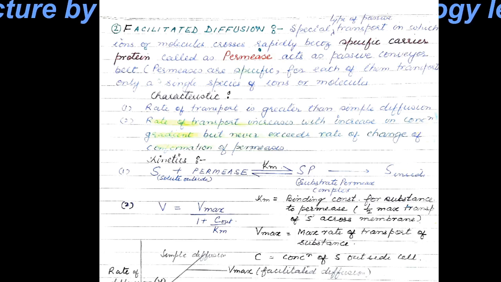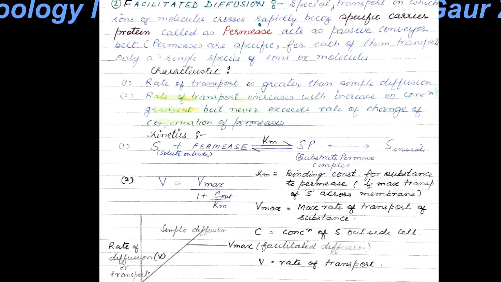Whenever we increase the solute, the facilitated diffusion will rise, but not above the level of change of conformation in permease. Now the characteristics of this facilitated diffusion. The rate of transport is greater than simple diffusion, as I have told you right now. The rate of transport increases with increase in concentration gradient, but never exceeds the rate of change of conformation of permease.